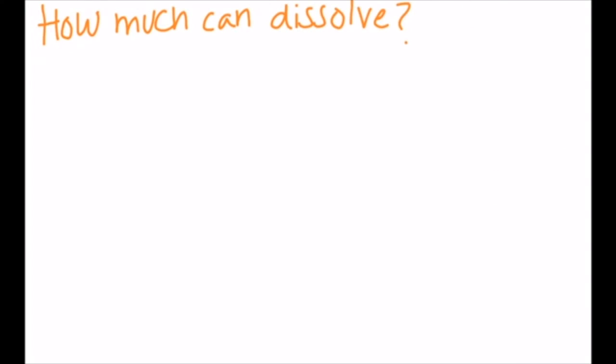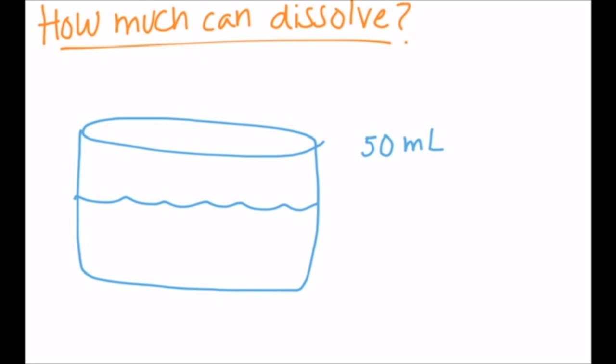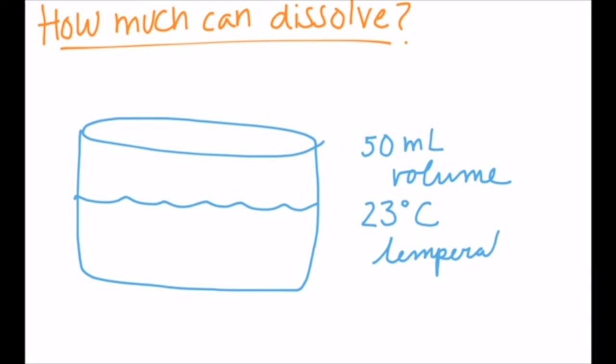So, how much sucrose can dissolve? Only a certain amount of sugar can be dissolved in a solution at a certain volume and temperature. If we add more than that much sugar, no more of that sugar will dissolve and instead the sugar will just fall to the bottom. When this happens, the solution is said to be saturated.